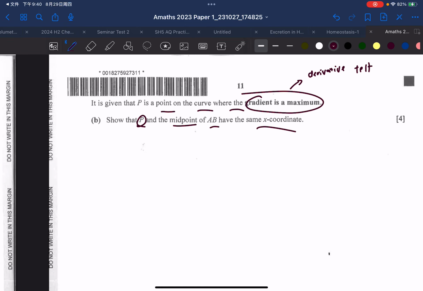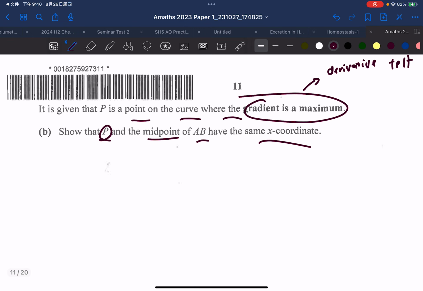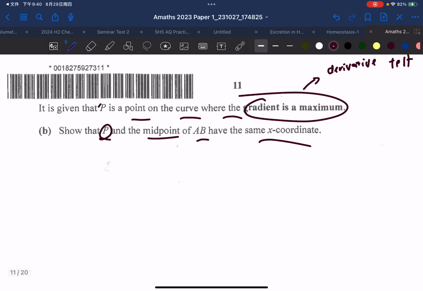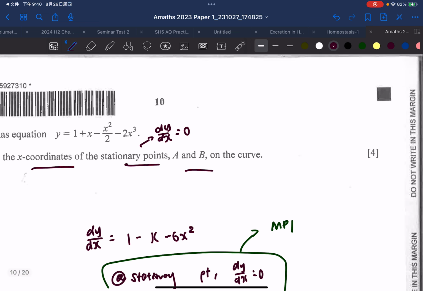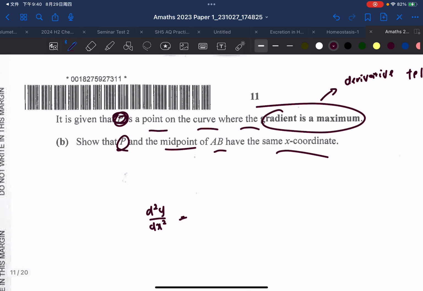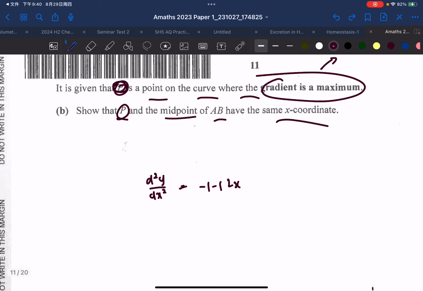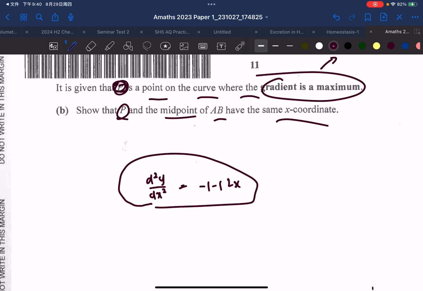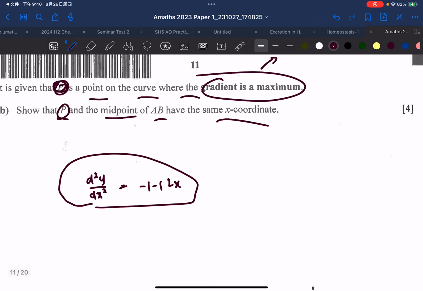Okay, so you have AB, right? So maybe we want to find P first. So d2y/dx squared, I will use the second derivative test. So d2y/dx squared of this will give us this, which is negative 1, negative 12x, sorry, 12x, not 12x squared. So, okay, I have this. They say that point P is a point on the curve where the gradient is maximum. Point P, gradient being maximum.